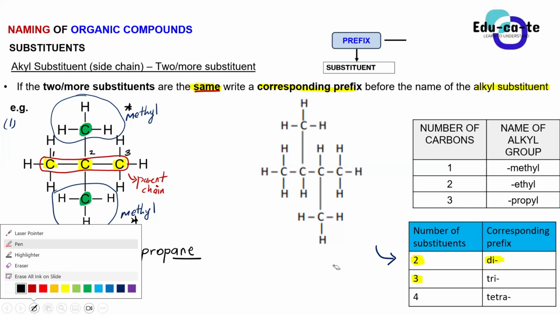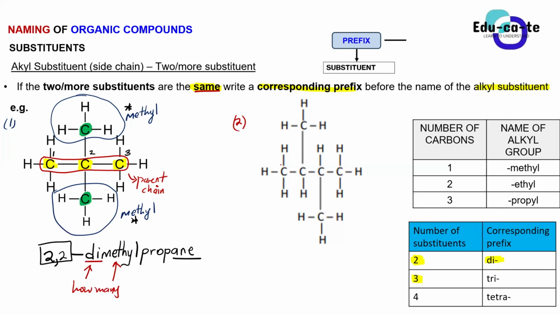Okay, let's look at example number 2, guys, so that you can see what I mean when I say they can be in different positions. When we look at this number 2 molecule, let's test with the parent chain here. The parent chain has how many carbons in total? Yes, Orifa? 4. Yeah, so we're having 4 carbons in the parent chain.